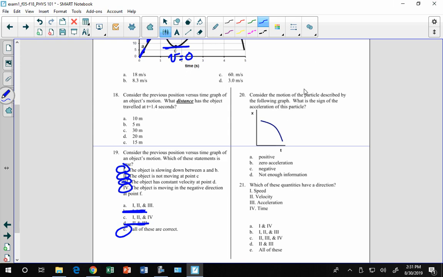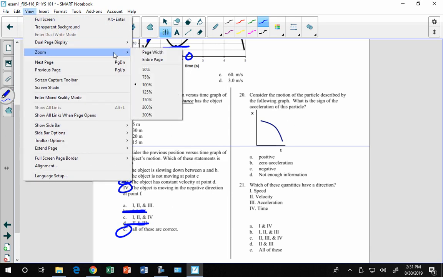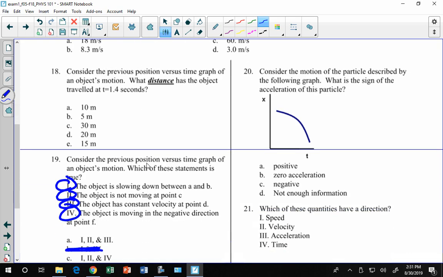Let's look at number 20. We did one like this earlier. What is the sign of the acceleration? I'll give you just a second to think about it. If you recall how we did this, remember, the object is speeding up if the velocity and acceleration are in the same direction, and it's slowing down if they're in opposite directions.